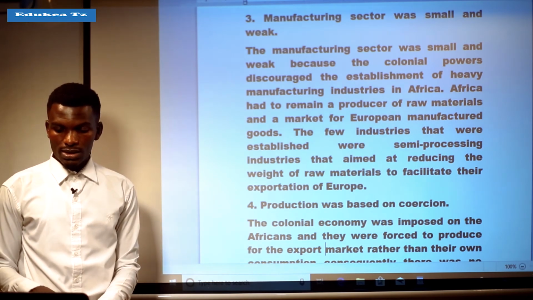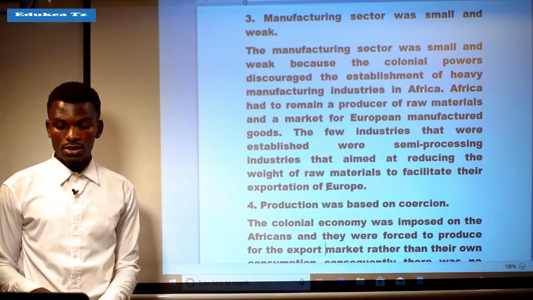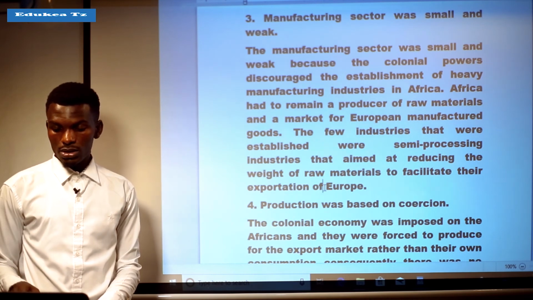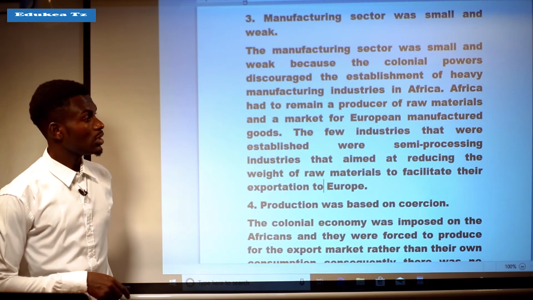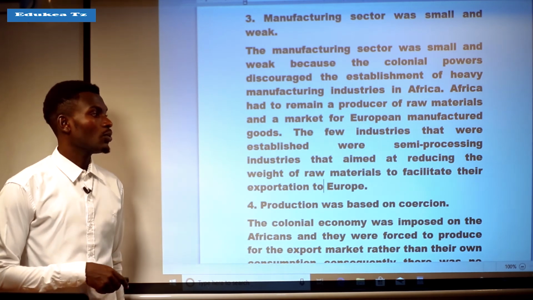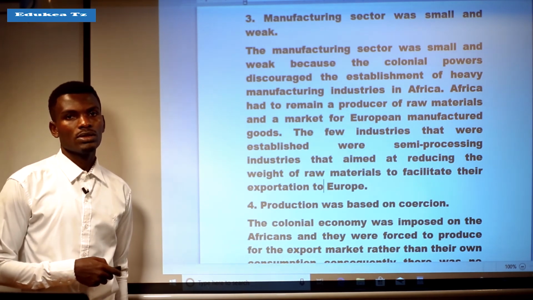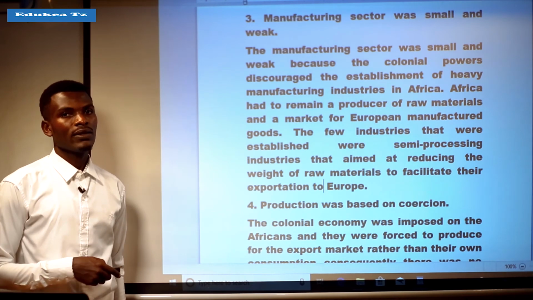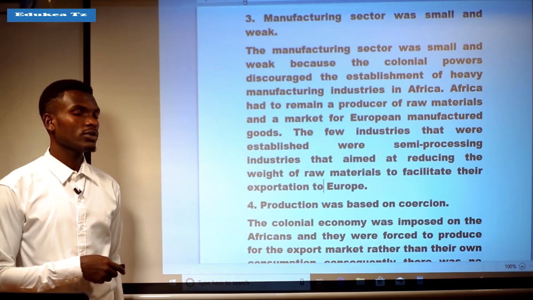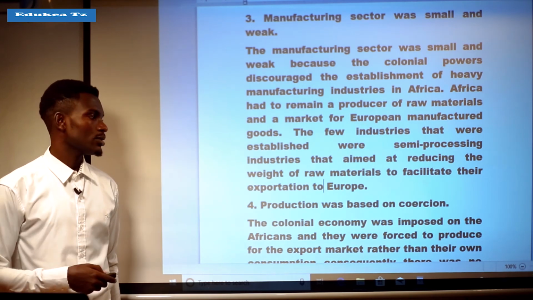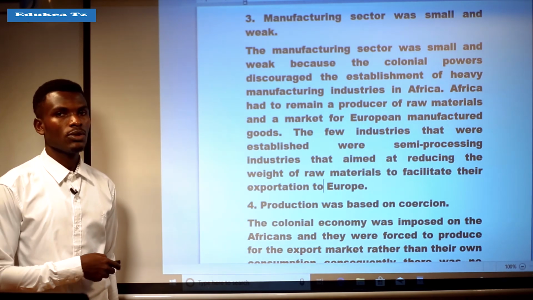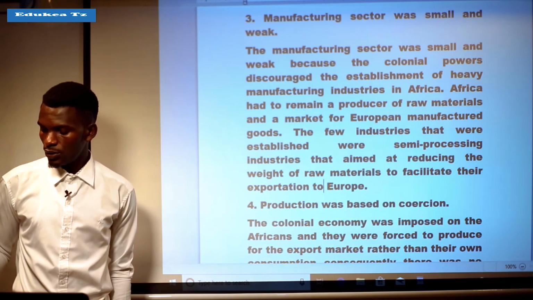It means that some of the industries which were established were semi-processing industries that could reduce the weight of raw materials, to remove the unwanted materials from those raw materials, in order to make it easy to export those raw materials to Europe.